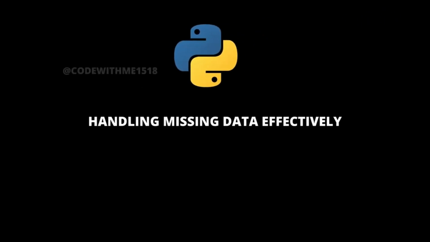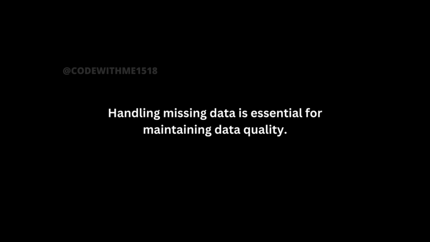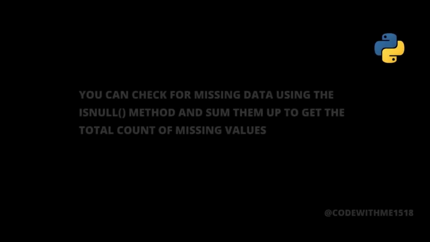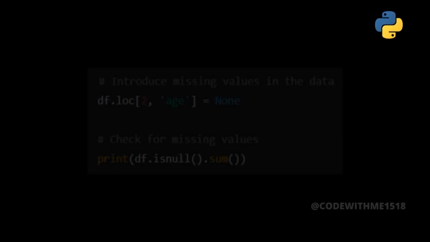Handling missing data is essential for maintaining data quality. Let's explore some methods to handle missing data in pandas. You can check for missing data using the isnull method and sum them up to get the total count of missing values.